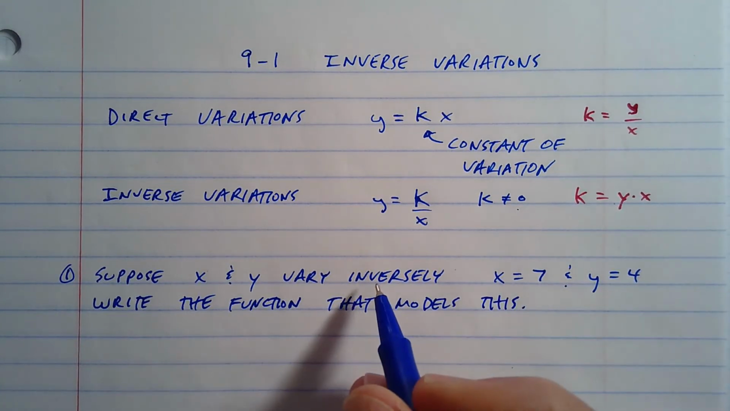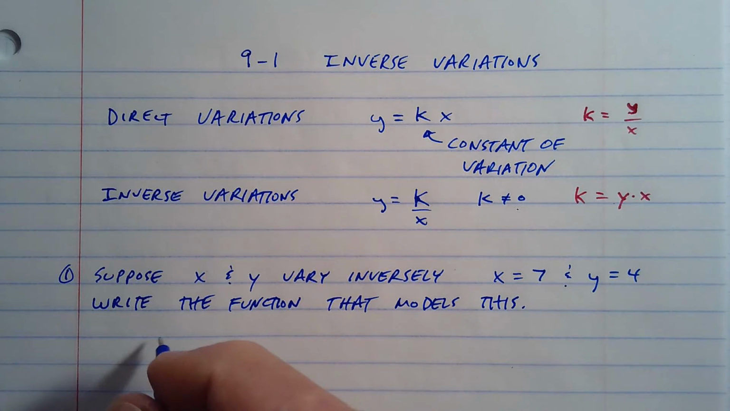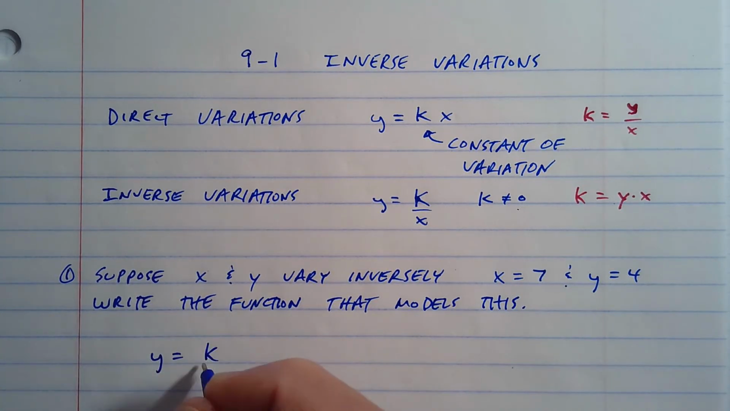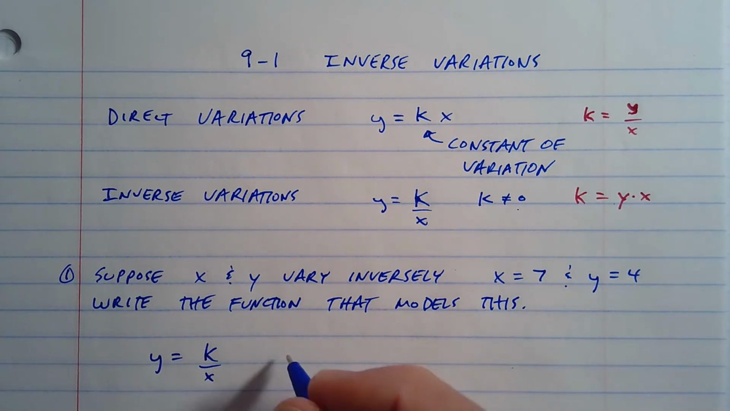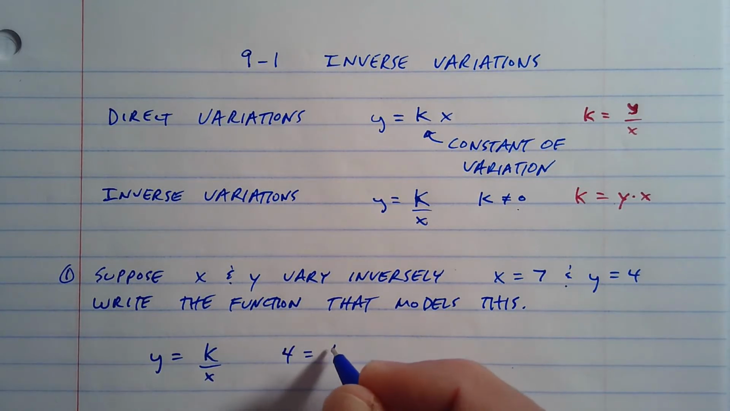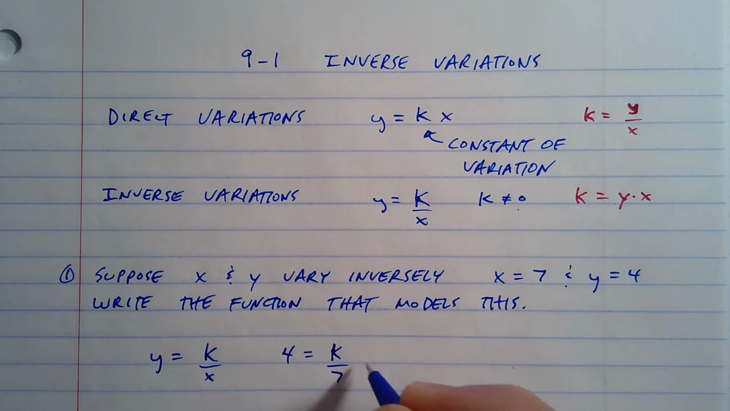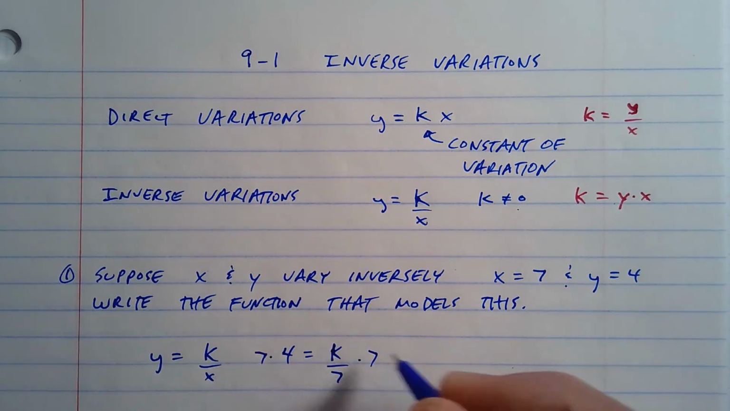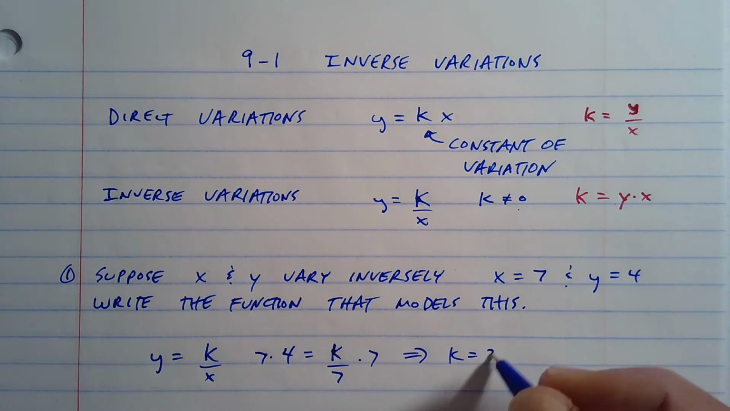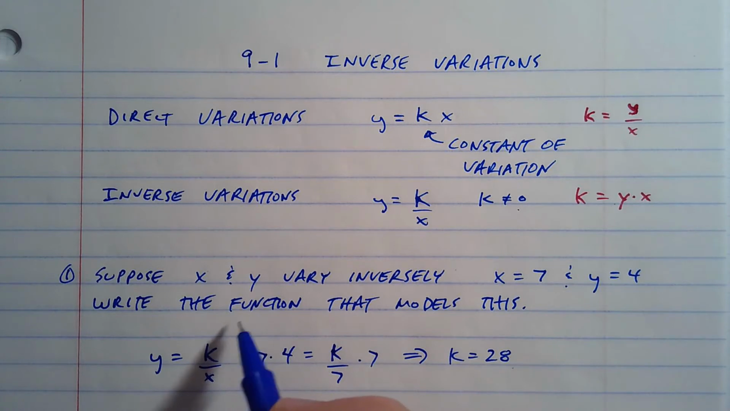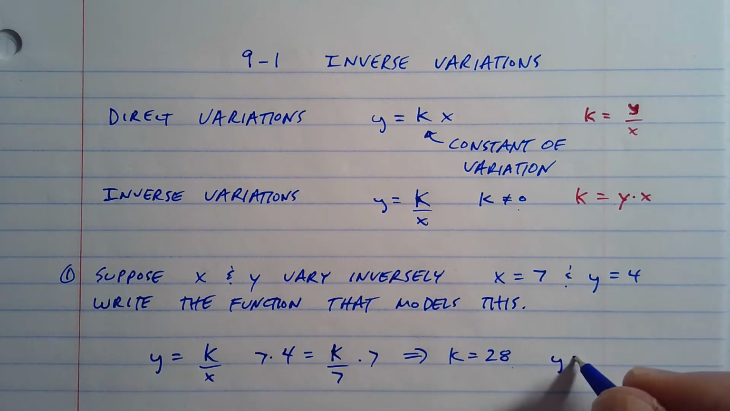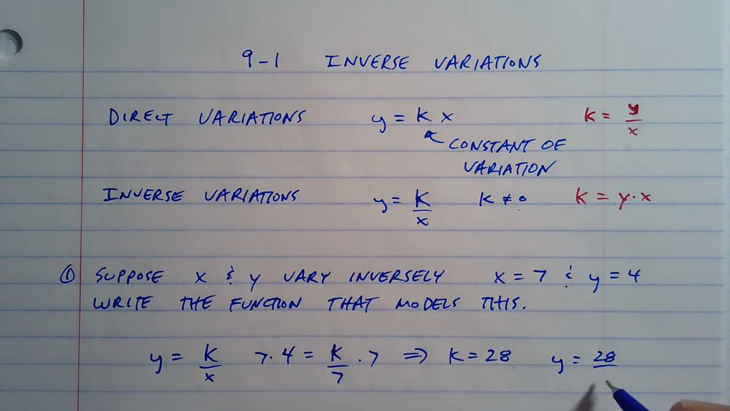So we know it varies inversely, so I can say, all right, that's this y equals k over x formula. Then I can just put my two numbers in and solve for k. If I put the 4 in for the y, and then I have the k over the 7, I just have to multiply both sides by 7, and I get my k to be 28. So the function that models this is just going to be y equals 28 over x. Final answer.